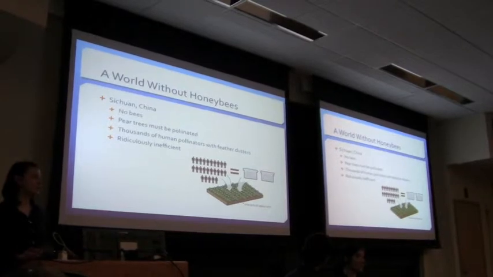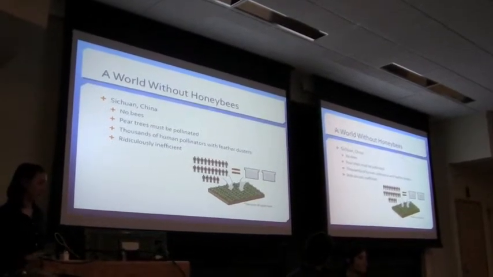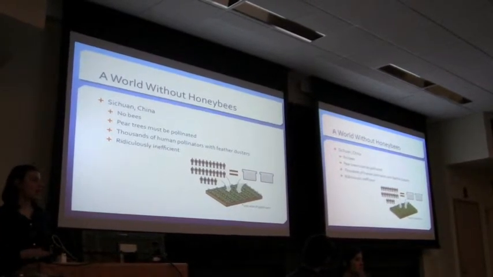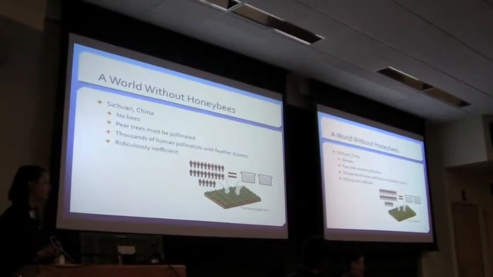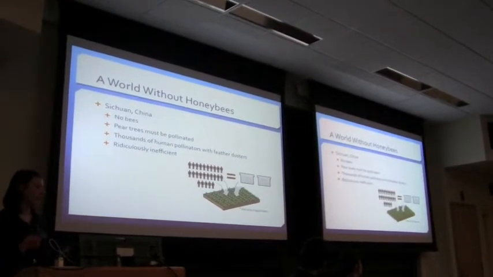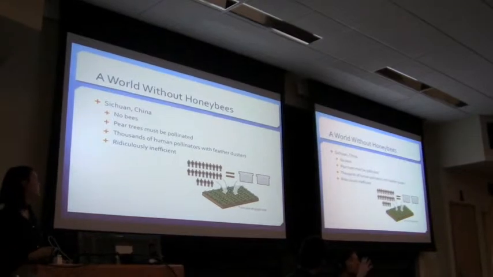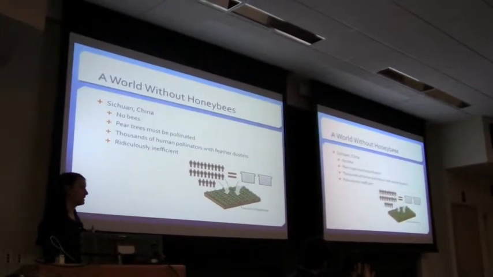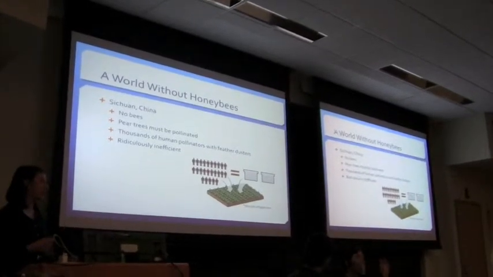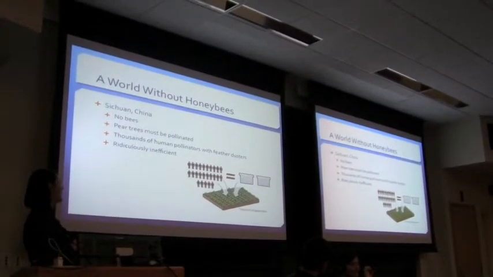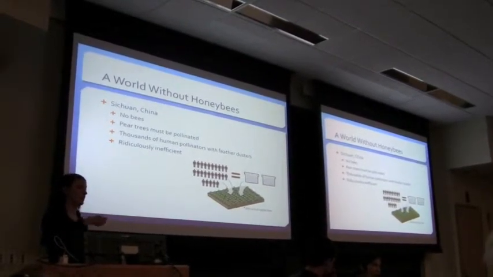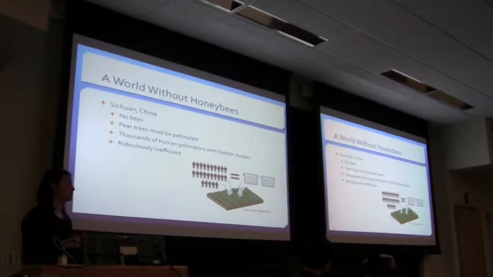So what's a world without honeybees like? Well, it's already been seen actually. In Sichuan, China, there are actually no bees because of pesticide use. Agriculture is the main economy there, and so the pear trees still need to be pollinated. So the companies hire rural workers, thousands of people with little feather dusters and ladders, and they climb up these ladders and take the pollen from one tree to another.